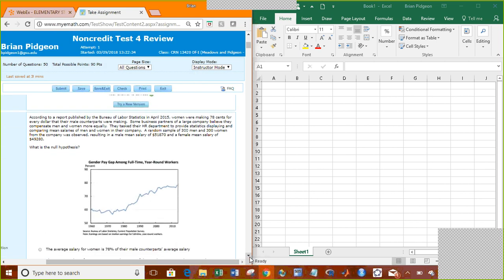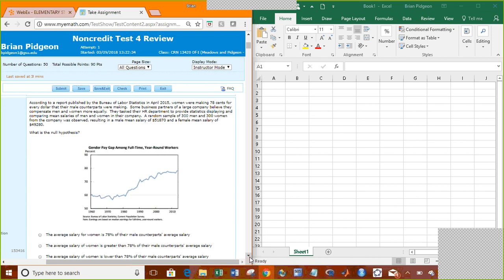According to a report published by the Bureau of Labor Statistics in April 2015, women were making 78 cents for every dollar that their male counterparts were making. Some business partners of a large company believe they compensate men and women more equally. They tasked their HR department to provide statistics displaying and comparing mean salaries of men and women. A random sample of 300 men and women was observed. Okay, what are the hypotheses?